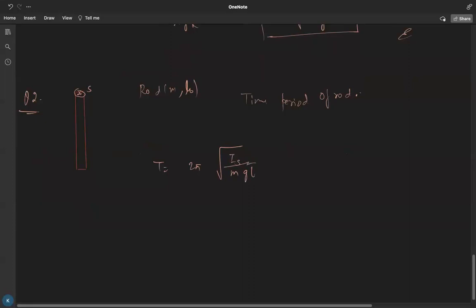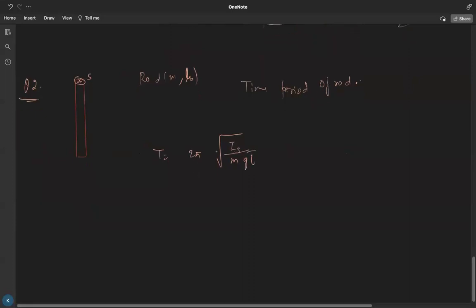So we have to find two things. First, we have to find the center of gravity. For the rod, the center of gravity is at its midpoint, which from the suspension point is at a distance of L by 2, right? So we get L, let me call it L dash here, so L is equal to L naught by 2, because the length of the rod is L naught. So the distance between the center of gravity and the suspension point is L naught by 2.